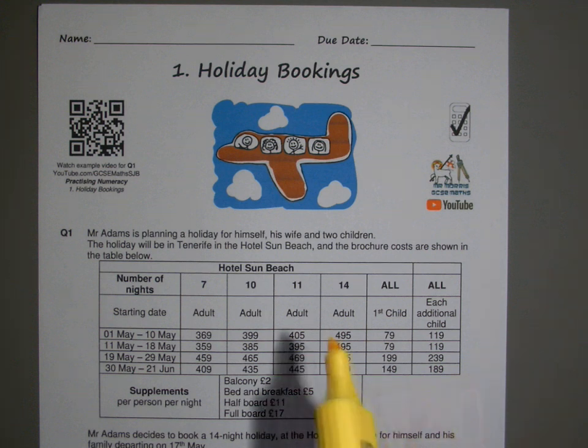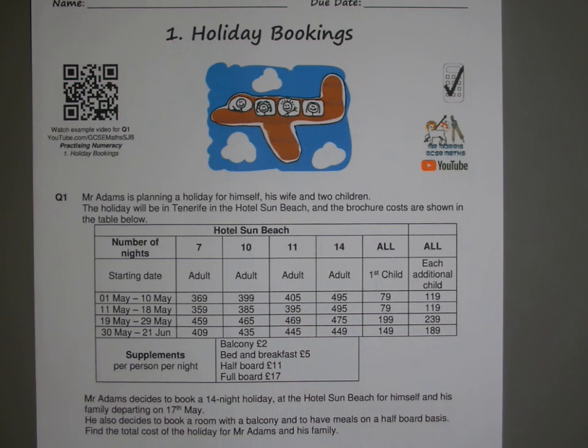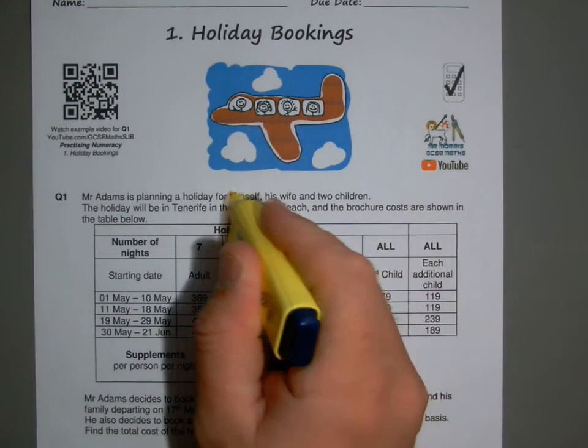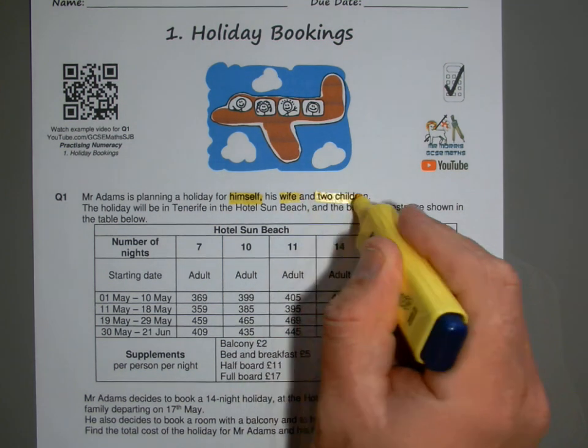Okay, so Mr. Adams is planning a holiday for himself, his wife and 2 children. So what we have to do here is extract the information that we need in order to work out the total cost of this holiday. Okay, so first of all, let's be aware how many people are going on the holiday to work out the cost. So himself, his wife and 2 children.